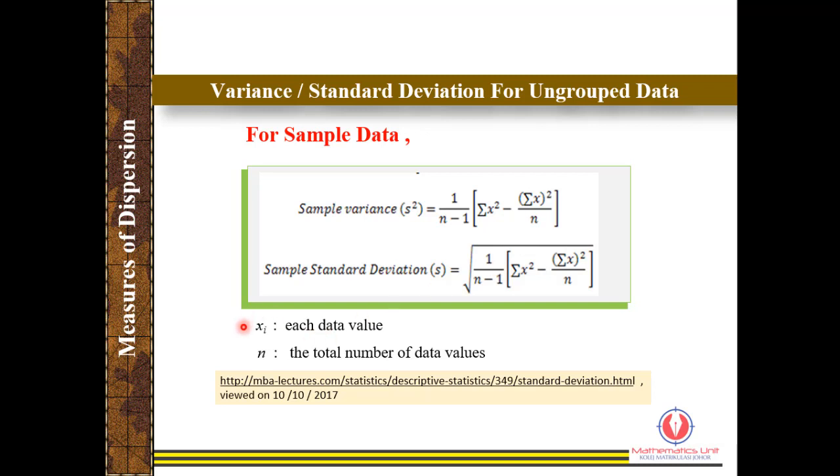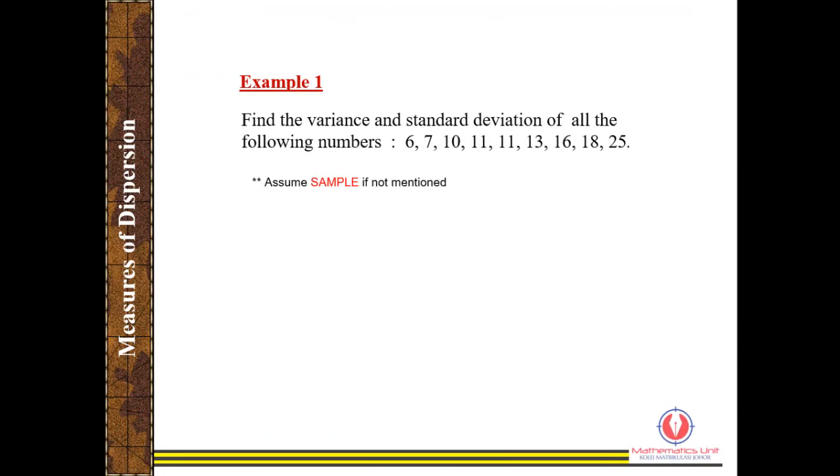So, what is the symbol xi? The symbol xi is each data value. And n is the total number of data values. So, example 1. Find the variance and standard deviation of all the following numbers. This is ungrouped data. So, how to calculate their variance and standard deviation?